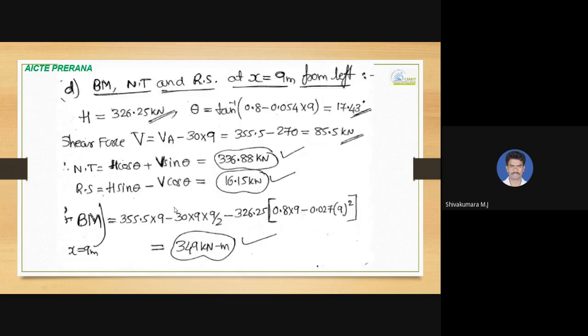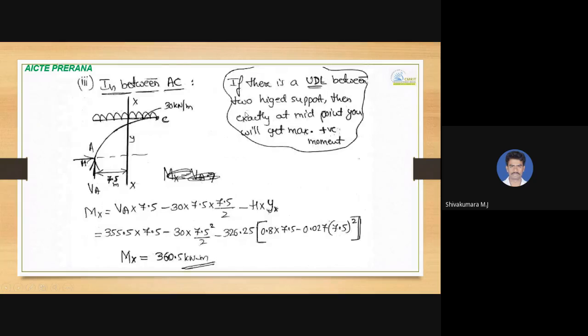Then for finding out the normal thrust and radial shear, we come to a distance of 9 meter. The horizontal reaction is 326.25, and the shear force at a distance of 9 meter is V equal to VA upward, that value is 355.5, minus 30 into 9. 30 is the intensity, 30 kilonewton per meter. We multiply by the 9 meter length, so we get the shear as 85.5 kilonewton. So H value we know, V value we know. For finding theta, we know that tan theta equals that equation; we have differentiated the equation of y.